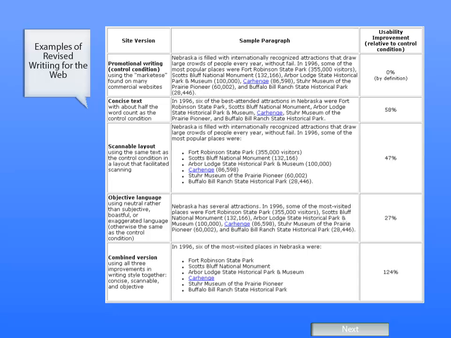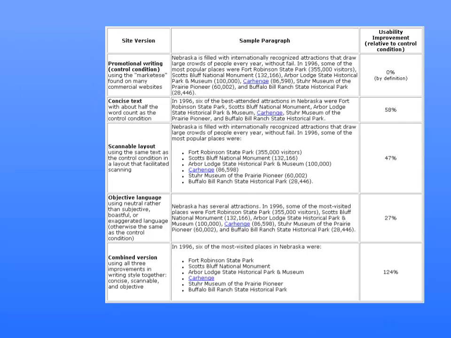This diagram gives you some examples of how you would write content for the web. Here you have just a simple paragraph and then how you would change that content for the website. Here in the first column for site version, you have an example of promotional writing, concise text, scannable layout, objective language, and then the combined version. There will be a copy of this document in the resources section in Schoology.